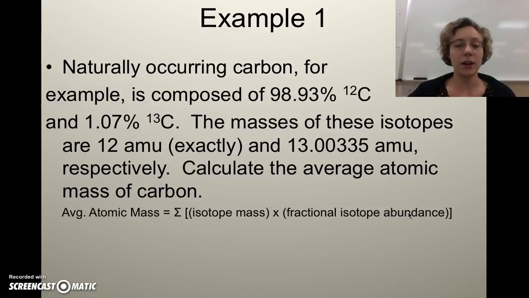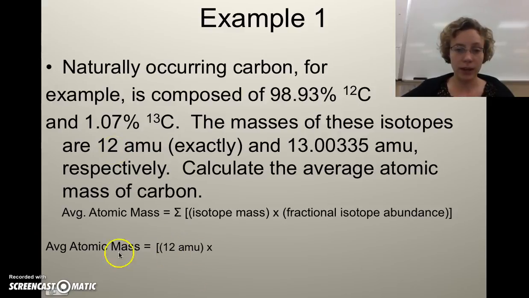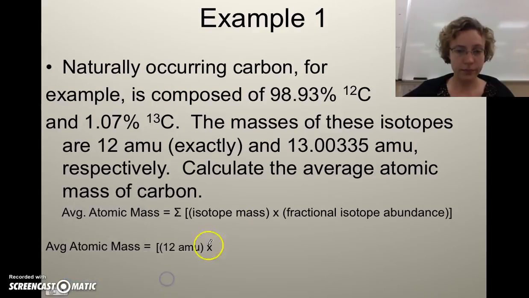Okay, I'm going to put that equation back so that we can look at it. And this is for each of the isotopes. So first, we're going to take one of the isotopes. Let's take carbon-12. We need the isotope mass. Our isotope mass of carbon-12 is 12 AMUs, so we're going to put that here. And then let me grab my pen. Now, this is fractional isotope abundance. It says fractional, not percentage.